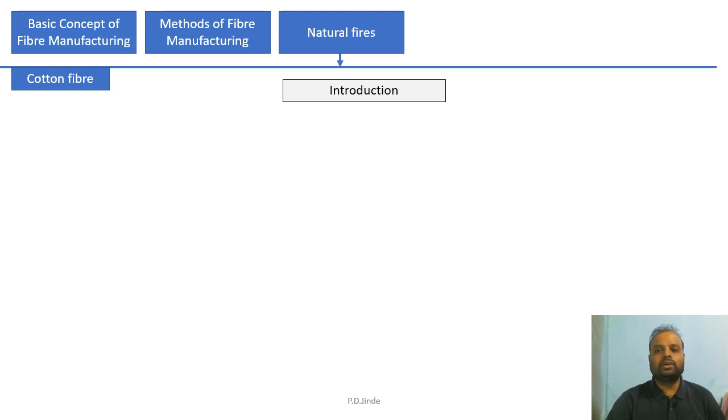We are about to start a new topic named natural fibers. In this topic, we try to cover various natural fibers, their cultivation process, morphological structure, physical and chemical properties, cross sections, and usages. Certainly, the list of fibers that we learn includes cotton, jute, wool, silk, coir, and flax. So let's start understanding the natural fibers, starting with cotton fiber.